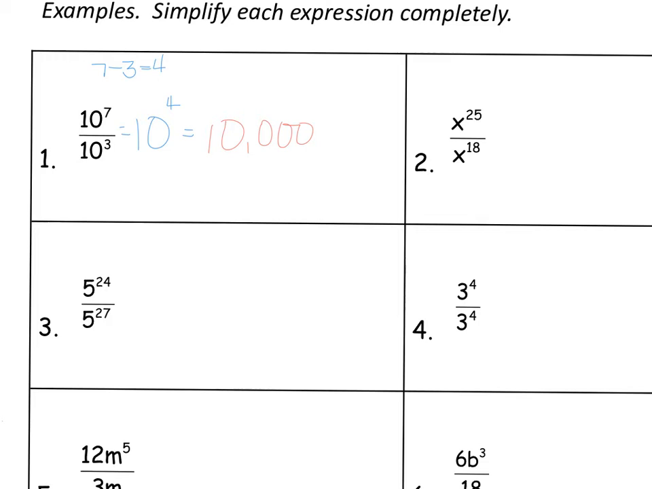For the second one, x to the 25th over x to the 18th, we subtract 25 minus 18, and that gives us x to the 7th. For the third one, notice that if we were to subtract these, we would say 24 minus 27 is going to give us a negative 3. But if we were to subtract the 24 from the 27, we get a positive 3.